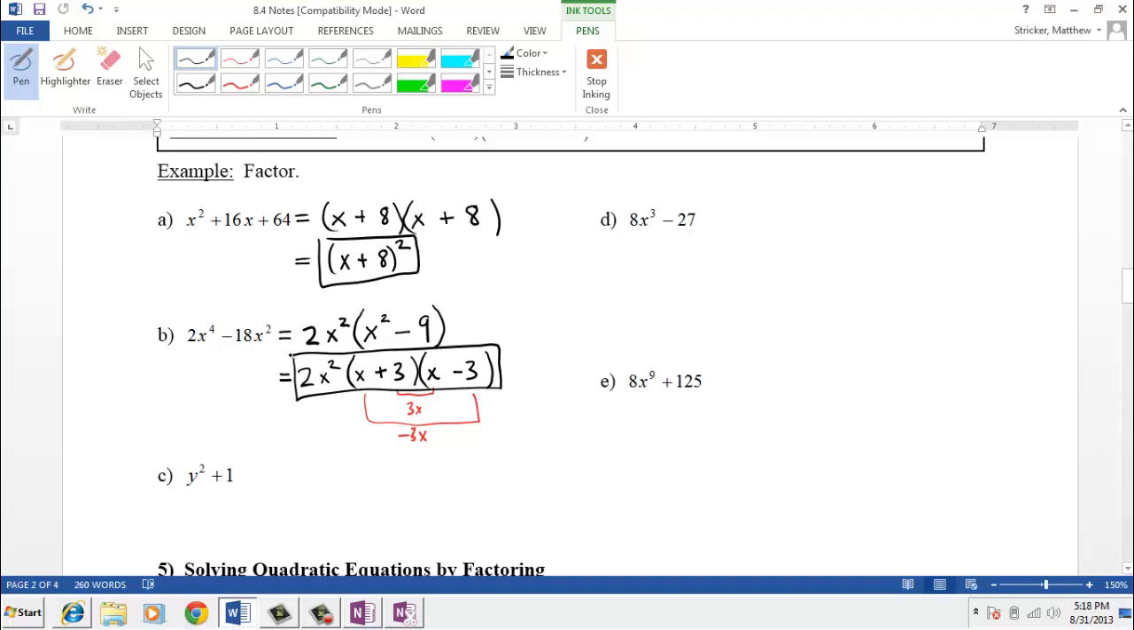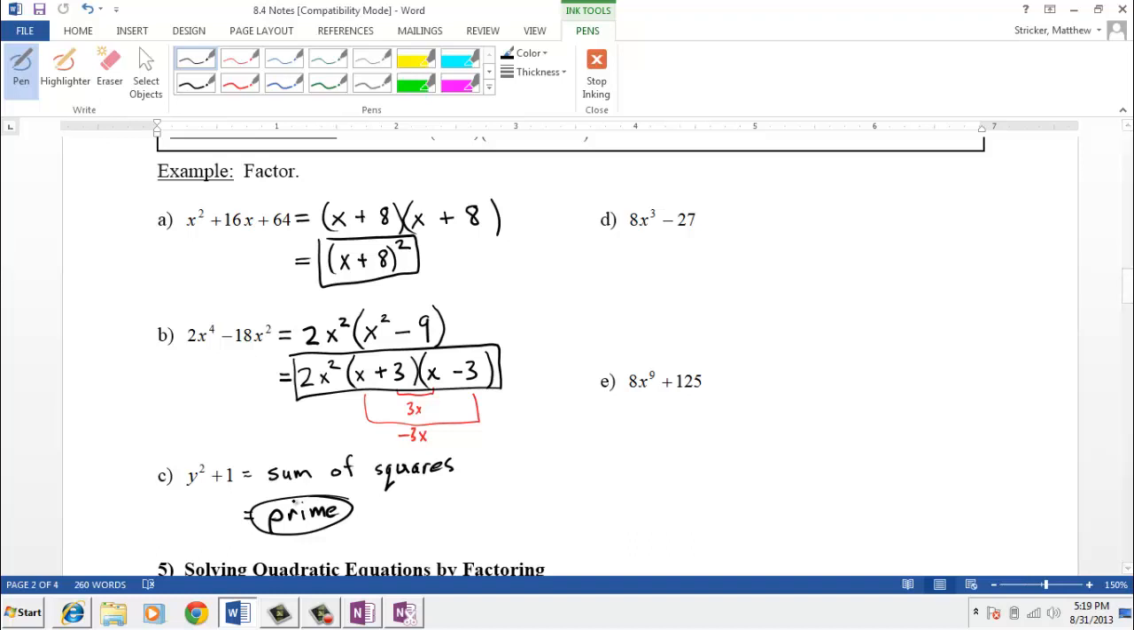Which brings us to the next example, y squared plus 1. And this is one that students always think is factorable, but this is not a difference of squares. This is a sum of squares, which turns out is not factorable. In fact, it is never factorable. So this guy we would call prime. This is a prime polynomial.